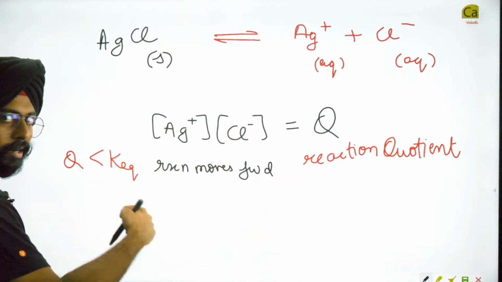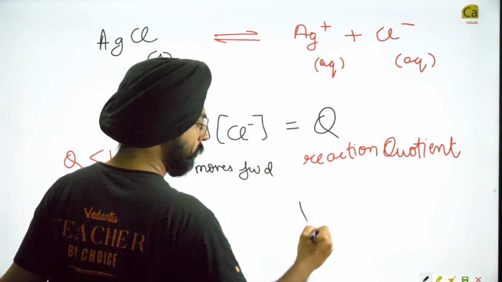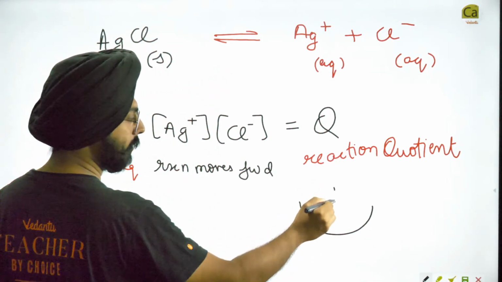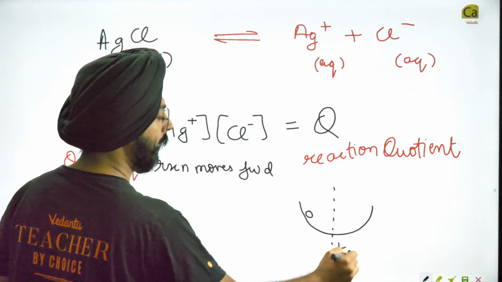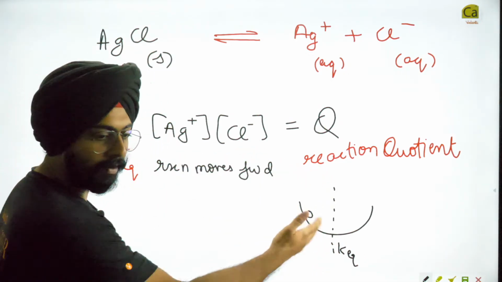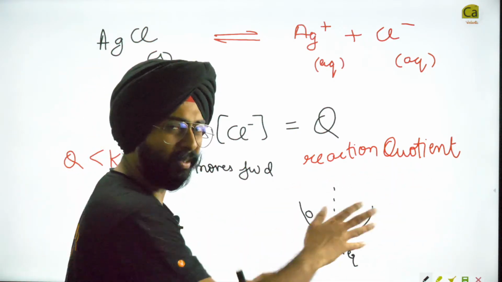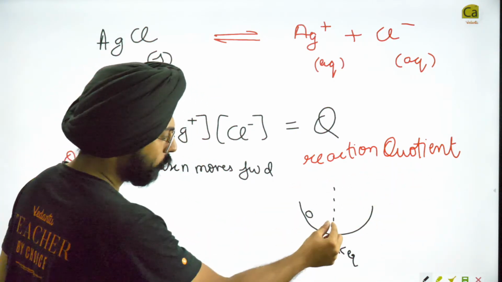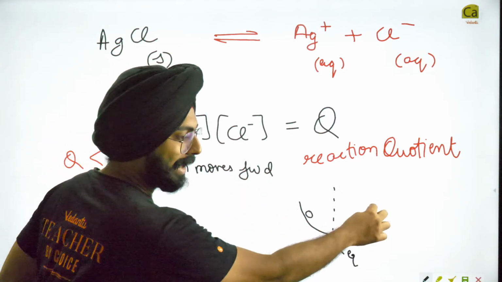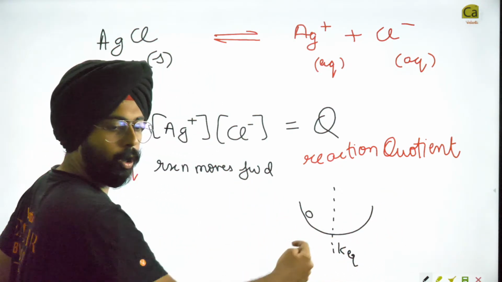Do you remember how I told you to keep this in your mind? Just think of a bowl like this, and this is your Q, and the central point is your K equilibrium. Left side means less, right side means more, basic number line mathematics. So if Q is less than K equilibrium, the reaction will go forward. If Q is greater than K equilibrium, the reaction will go backwards.